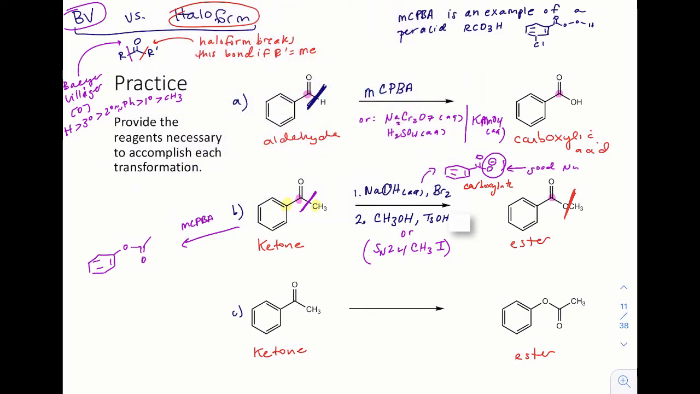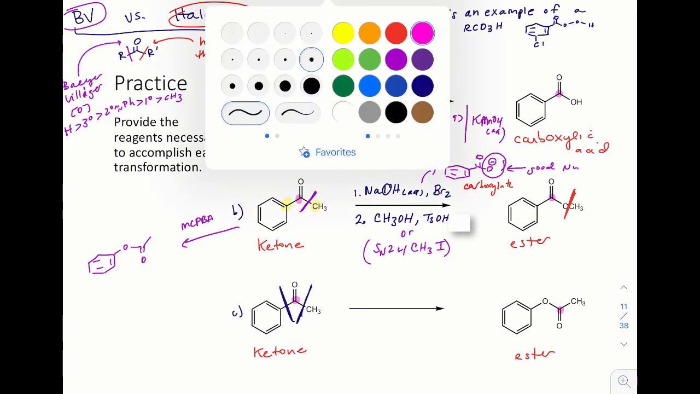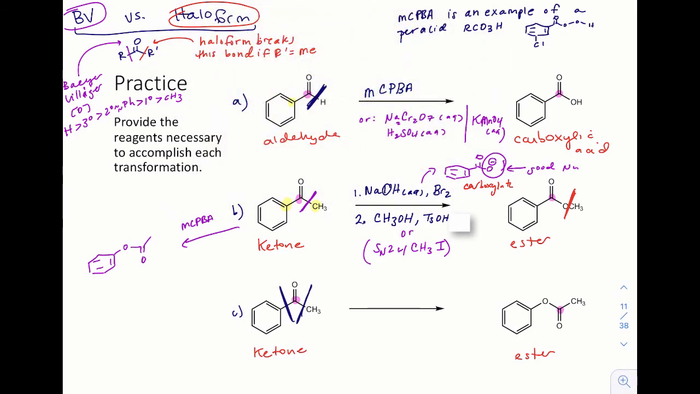Transformation C, again we see a ketone being converted into an ester. It's being oxidized, and one of the bonds between the carbonyl carbon and an alpha carbon, which I'll highlight in yellow, one of those bonds is broken. So which of the bonds is broken tells us which oxidation reaction to use, Baeyer-Villiger versus Haloform. Since this bond is broken between the phenyl carbon and the carbonyl carbon, we will use Baeyer-Villiger, since phenyl does migrate faster than methyl, as we described in the previous problem.